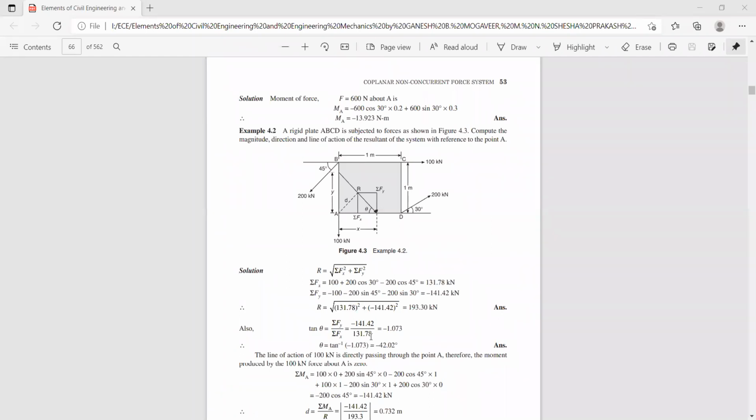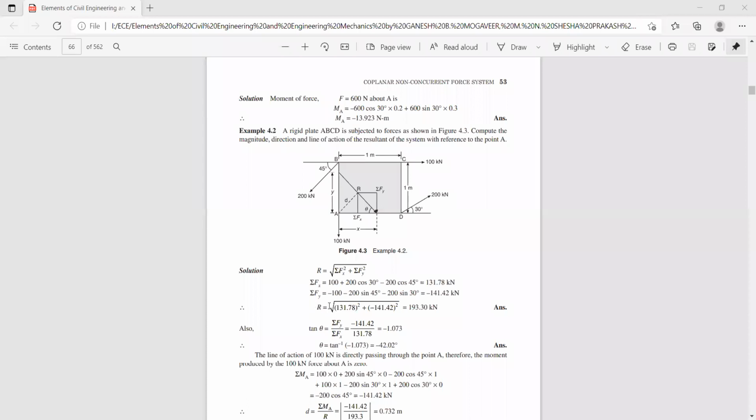So first, always start with the selection of the reference axis about which you require the moment. In this problem, you are required to find the moment of all the forces with respect to point A. Hence, the point A becomes the origin of the coordinate axis. Select x and y. Then you find the sum of the horizontal components, sigma f of x and sigma f of y. Then you can find the magnitude of the resultant by using this expression.